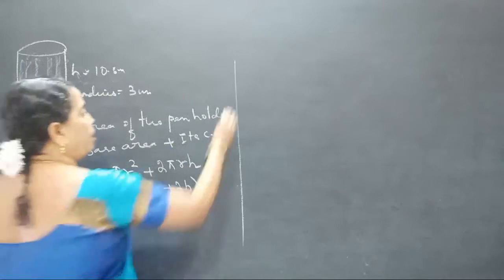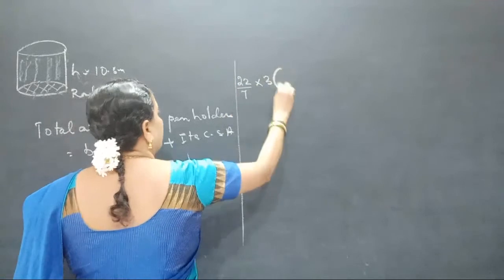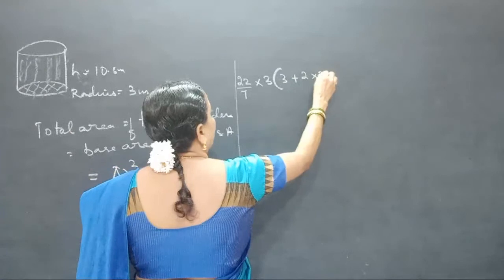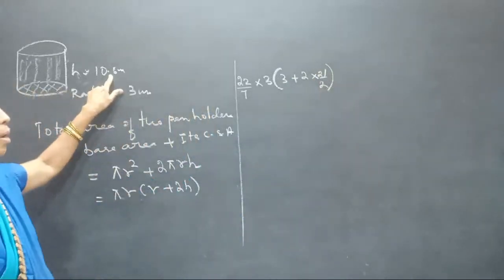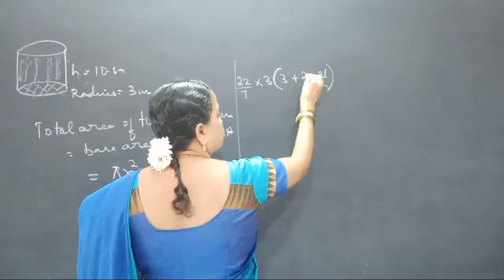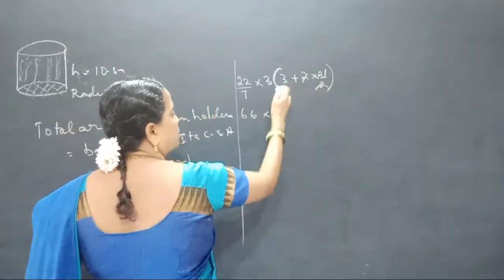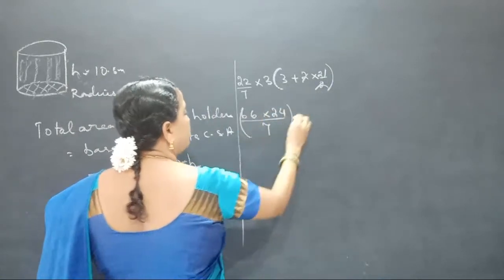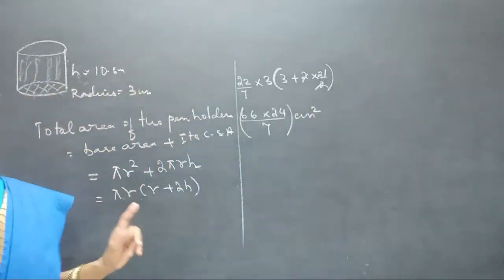So when we take the common factor, the calculation will be much easier. So substitute pi value as 22 by 7, radius as 3, and then write here again 3 plus 2 into 21 by 2. Is it clear? Instead of taking 10.5, I took it as 21 by 2 so that we can cancel 2 like this. You will get 66 into 21 plus 3 is 24 by 7 centimeters square of cardboard. This is for one pen holder.